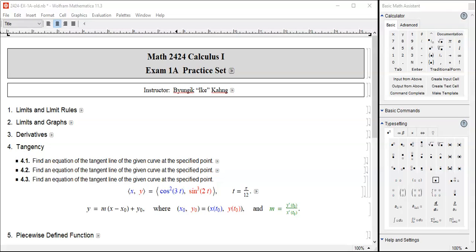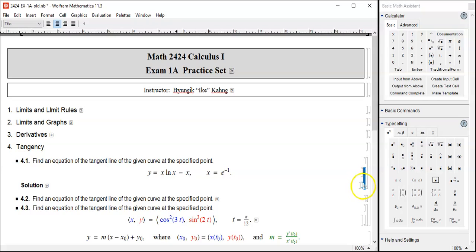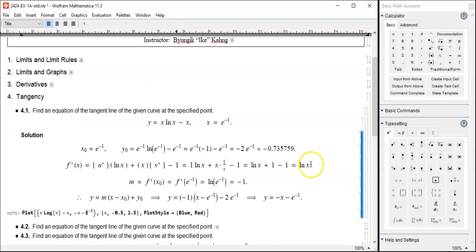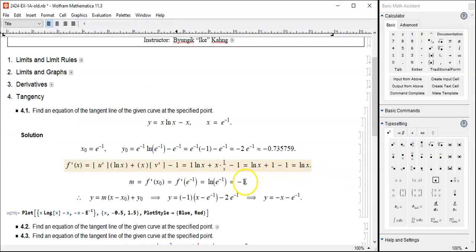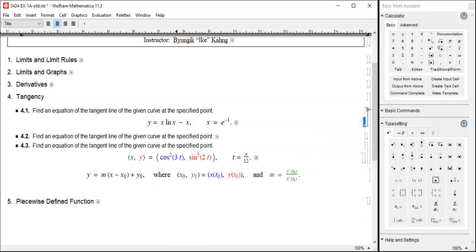Welcome back, students, and let's go to the third problem on tangency. First type of problem, the easiest of the bunch, is the tangent line of a graph of a function. All you have to do is find the slope by taking the derivative and plugging in the x0 value. Oh, before that we have to find y0 as well. Anyway, the point I was trying to make is it's easy.